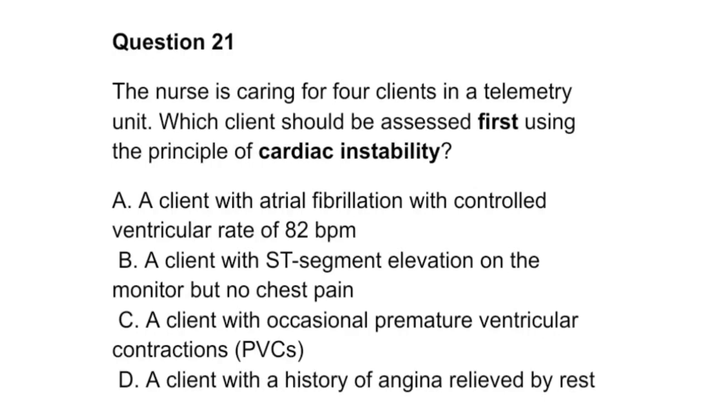Question 21. The nurse is caring for 4 clients in a telemetry unit. Which client should be assessed first using the principle of cardiac instability? A. A client with atrial fibrillation with controlled ventricular rate of 82 BPM. B. A client with ST segment elevation on the monitor but no chest pain. C. A client with occasional premature ventricular contractions, PVCs. D. A client with a history of angina relieved by rest.